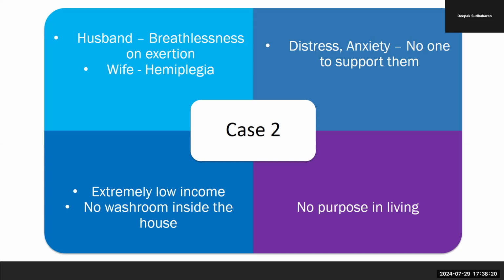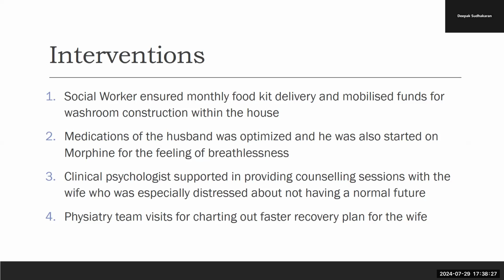So what are the interventions which we were able to do for this person? Next slide. So here we were able to mobilize something which we called a food kit. That is a monthly food kit having a ration supply of whatever is the basic needs of a household for cooking. Rice, pulses, flour, oil, masala powders, etc. for a month's worth was delivered through the social worker.